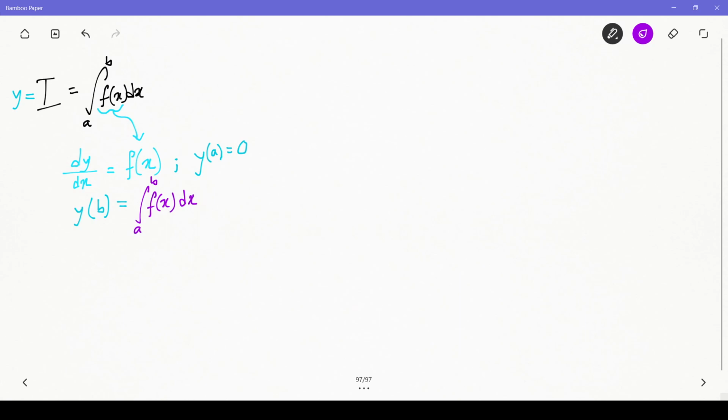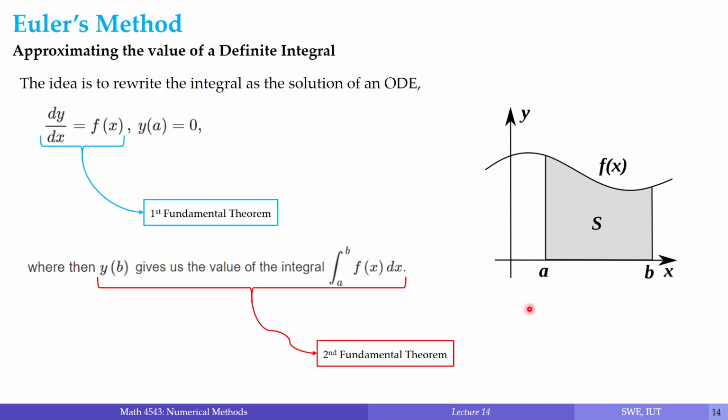Fine, let's go back to the slide. Okay, now that we are back, let's see precisely where we invoked the first and second. So we use the first fundamental theorem, or the theory behind the first fundamental theorem, for the first assumption.